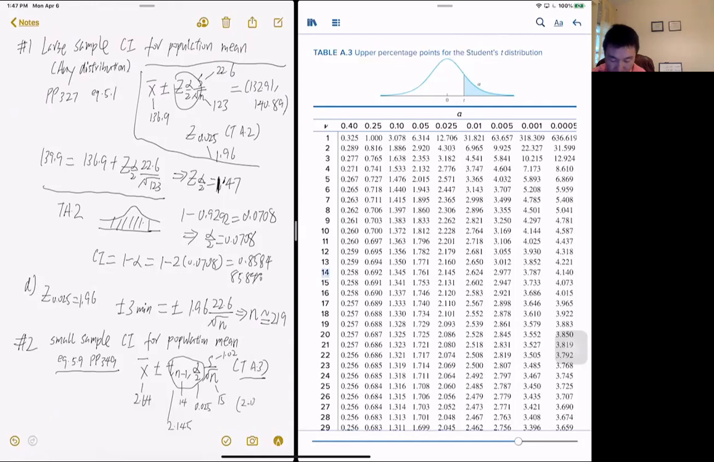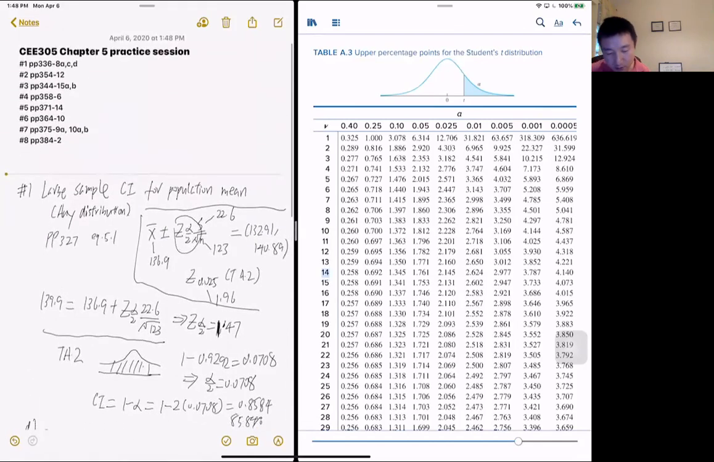It is 2.075 to 3.205. So this is the second question. Again, small sample confidence interval for population mean. So this is the equation, and this is where you can find the equation.